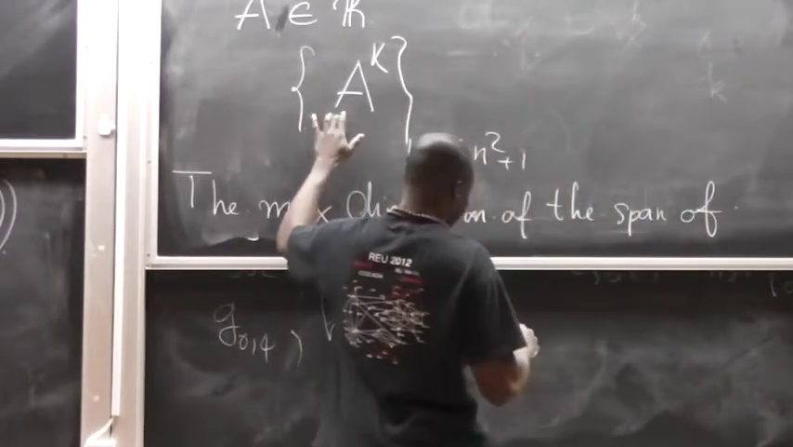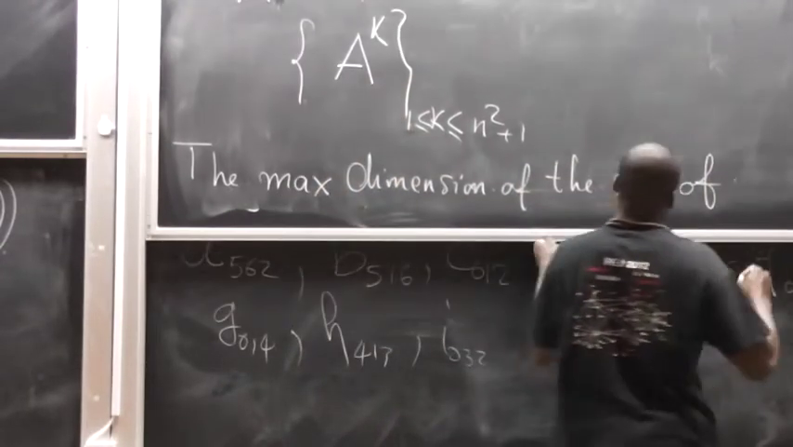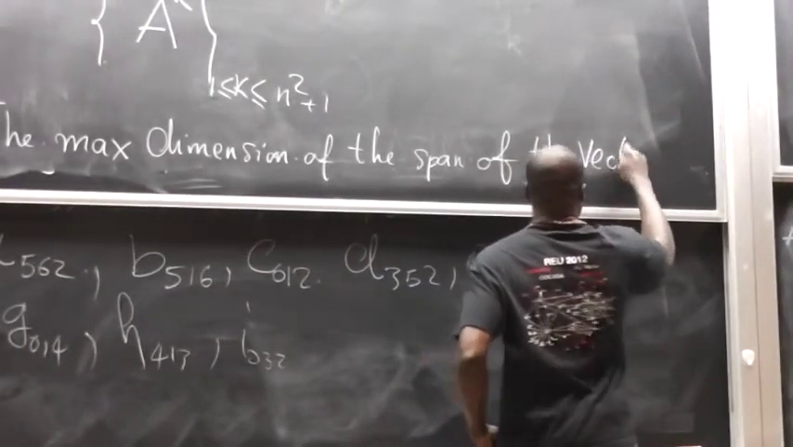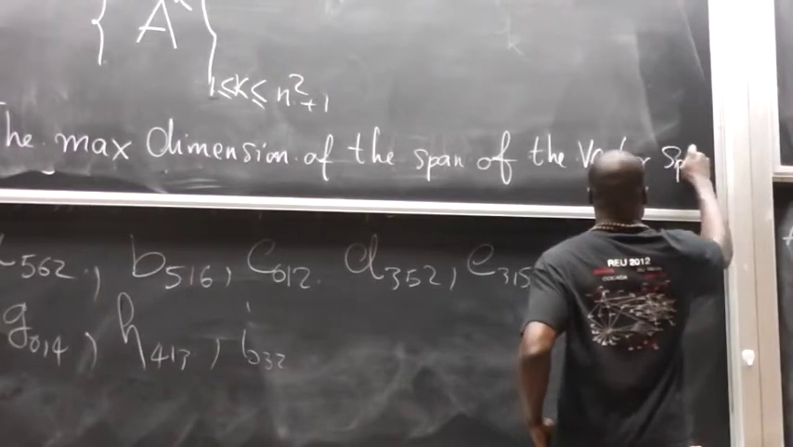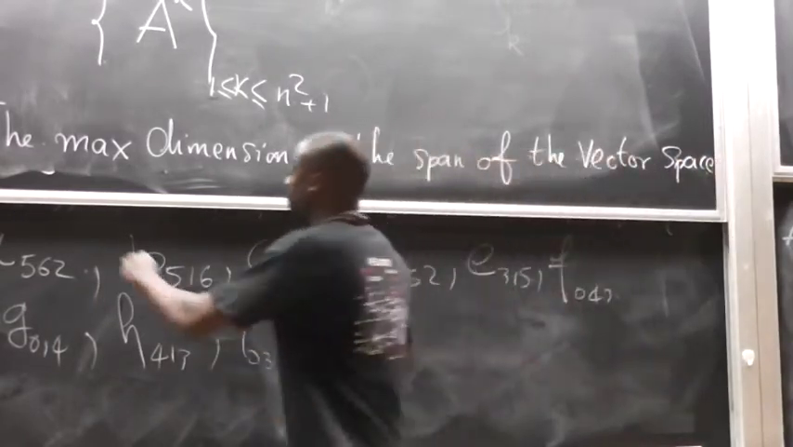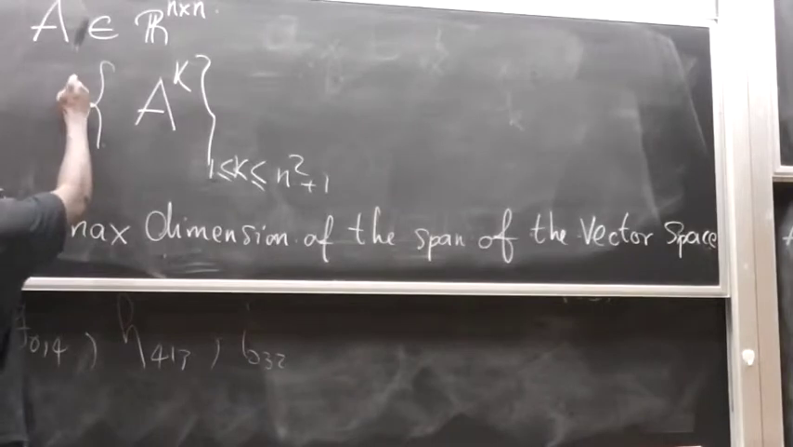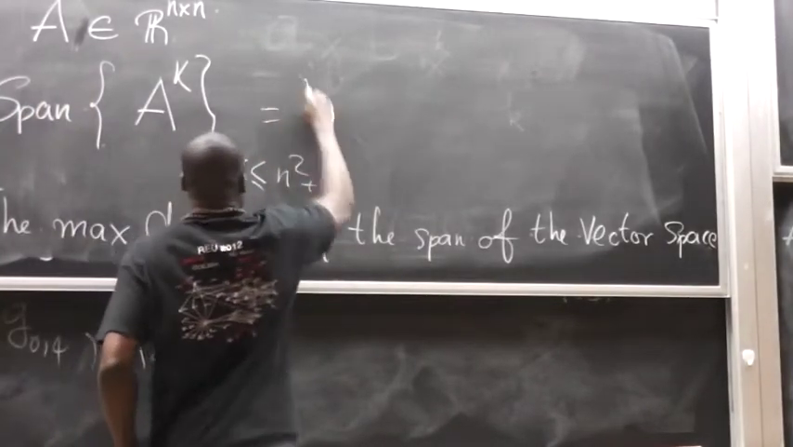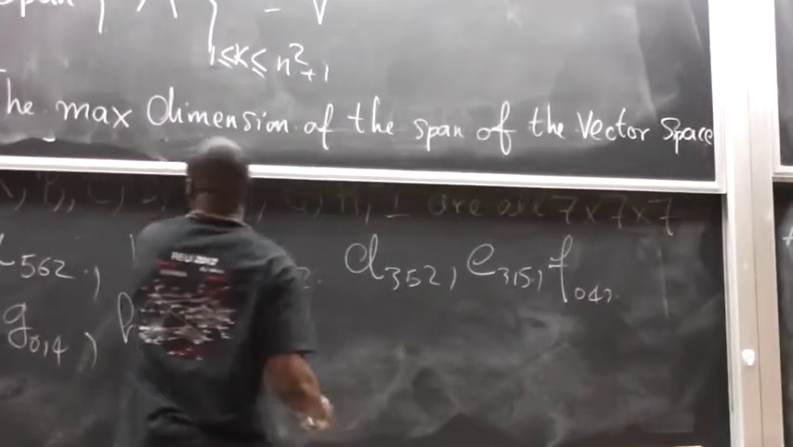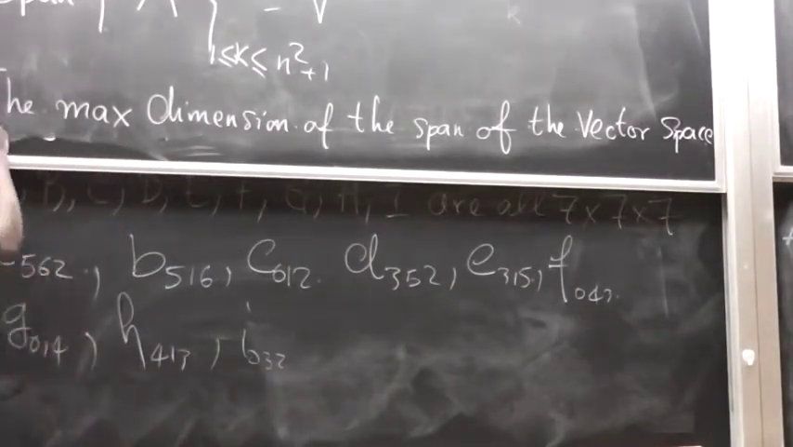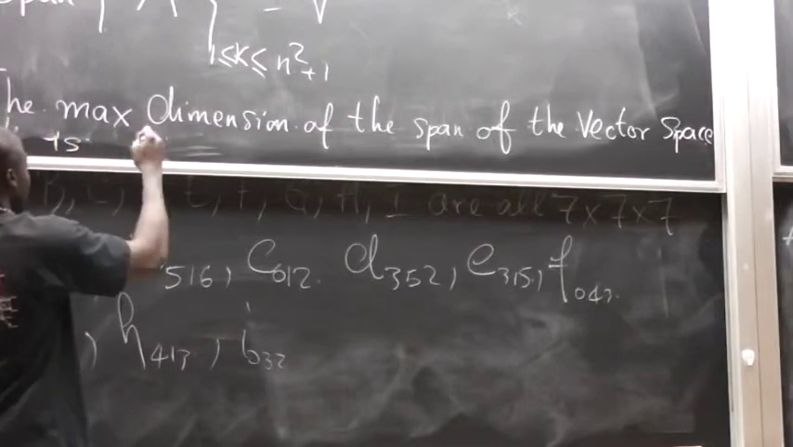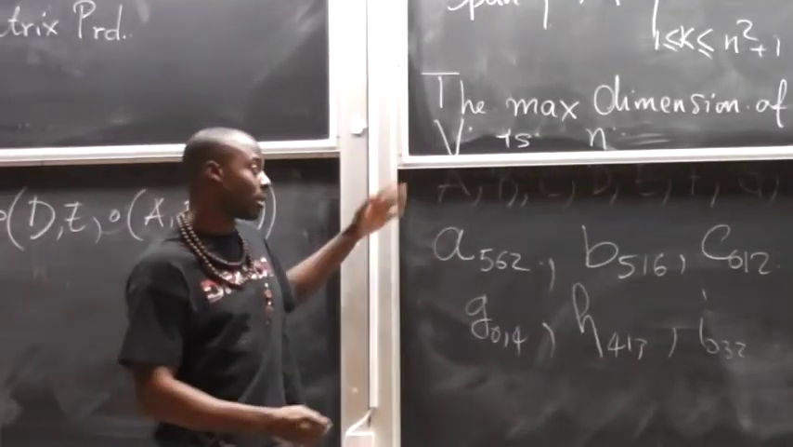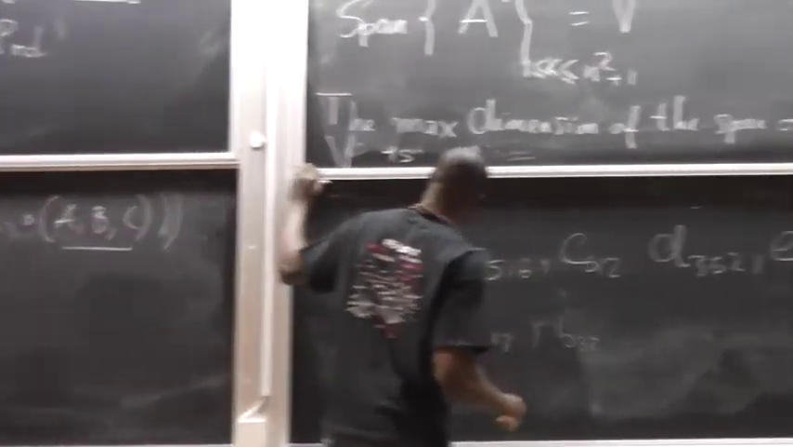Of the vector space generated by powers of A. Let me call this V. This is the span of these guys. The dimension of the vector space V is exactly n. No, this is a vector space of dimension n.